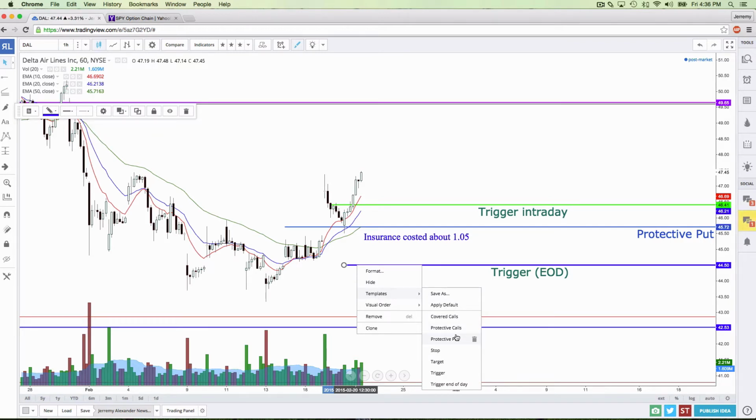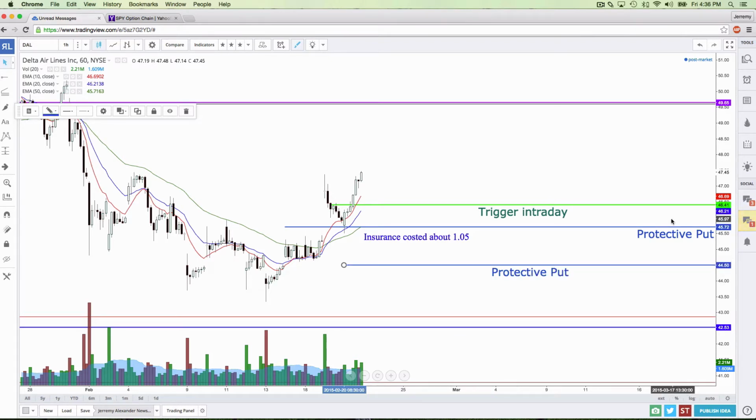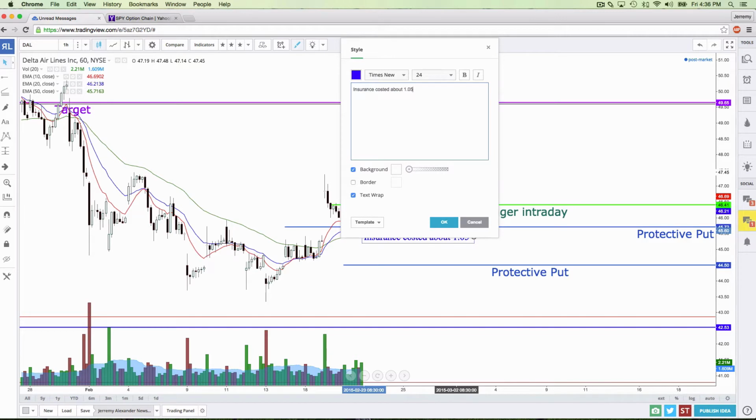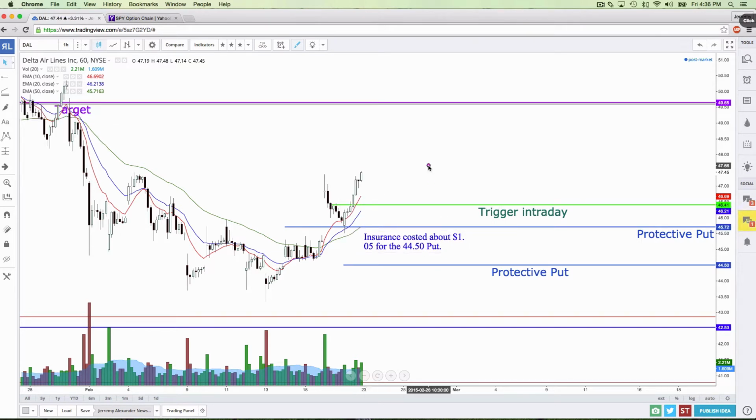So what this means is, let's say, for example, that you bought the 45.50 put. So I'm going to go ahead and write that in. Insurance costs about $105 for the 44.50 put. Now the 44.50 put, that's the strike price. This is the strike. It just simply says the price at which you have the right to sell the stock. So again, if the stock does this, you can turn around and sell it at 44.50, mitigating your risk.